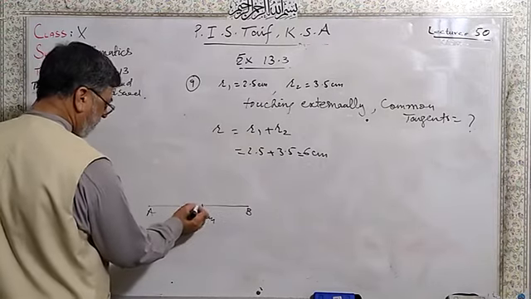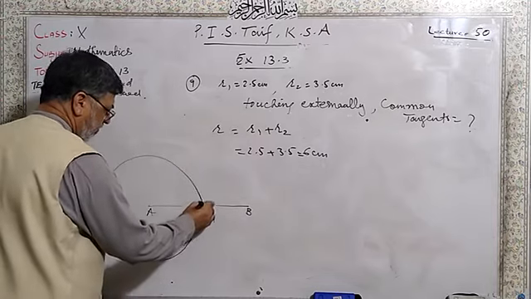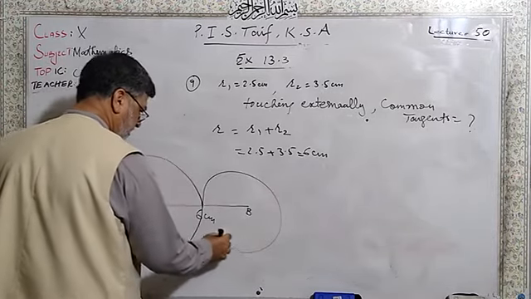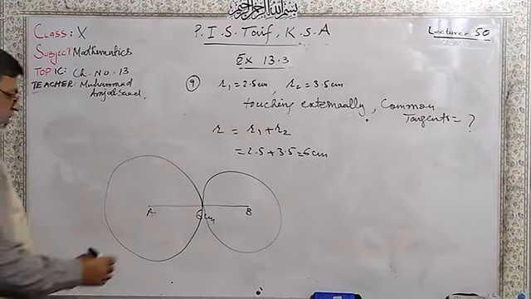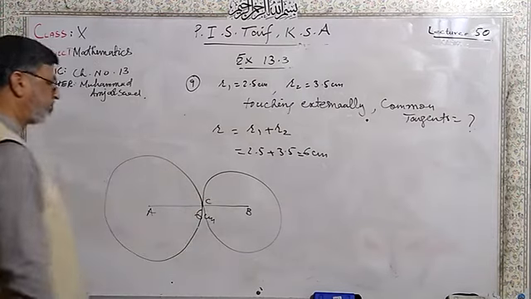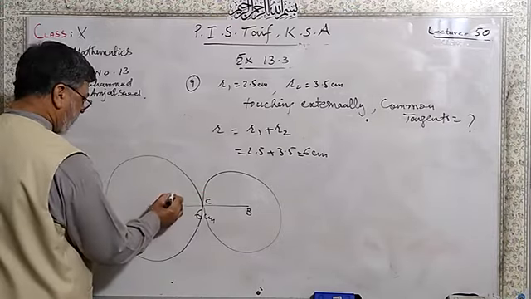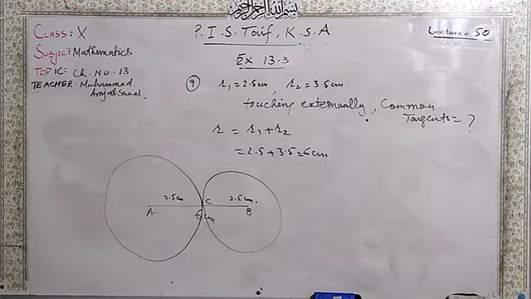Now you can have one circle of 3.5 centimeter and another circle of 2.5 centimeter like this. They are touching externally, suppose at point C. Draw a line segment AB of length 6 centimeter. Taking A as center, draw a circle of radius 3.5 centimeter. This is 2.5 centimeter. They are touching each other externally at point C.